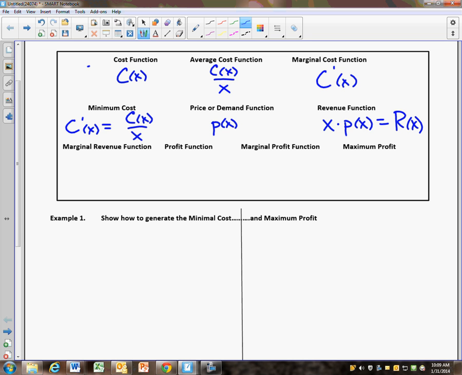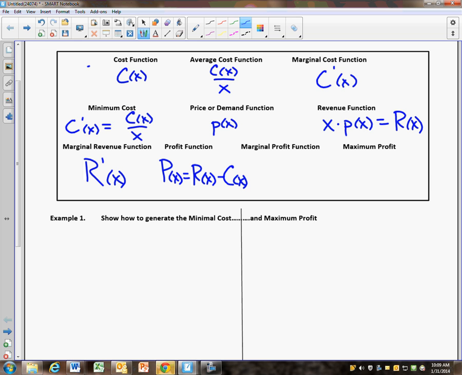What do you think the marginal revenue function would be? R prime of X. The revenue for the next item produced. So this was the cost of the next item produced, and this is the revenue for the next item produced, which will be R prime of X. Okay, so we've got revenue, we've got cost. How do you find profit? Revenue minus cost. So the profit function, large P of X, is equal to R of X minus C of X.